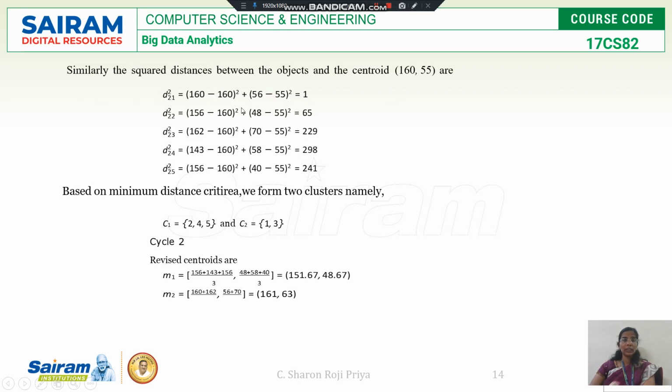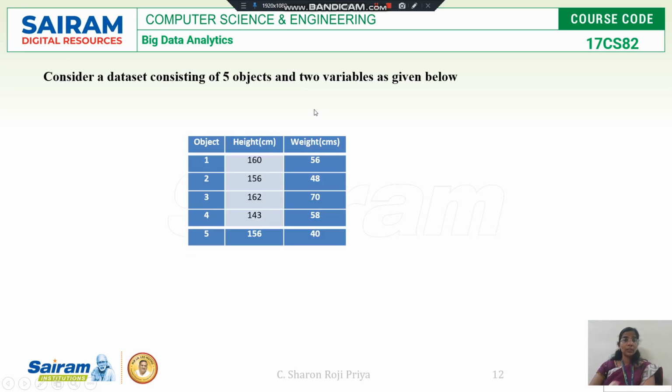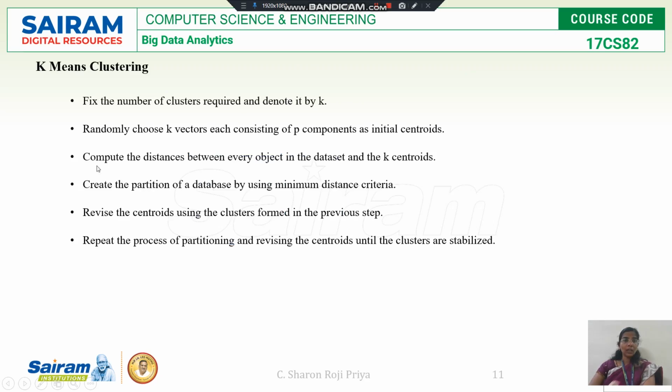So I have to calculate the distance between the data points and the second centroid. Right, square distance between the data points and the second centroid. You write all the values. The next step you can see here: compute the distance between every object in the data set and the k centroids. We have done it. We have computed the distance between the 5 objects and both the centroids.